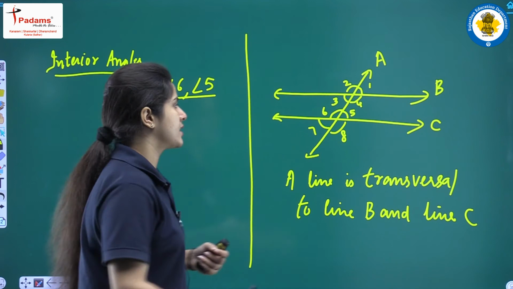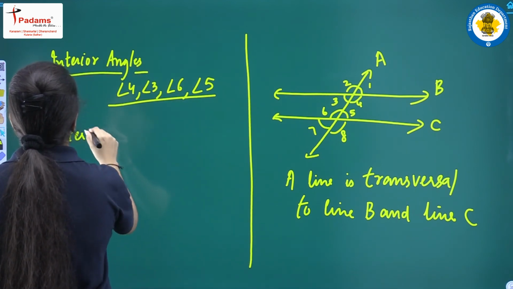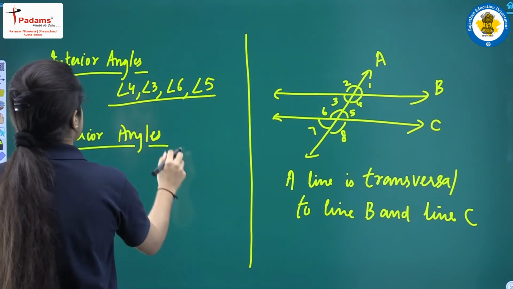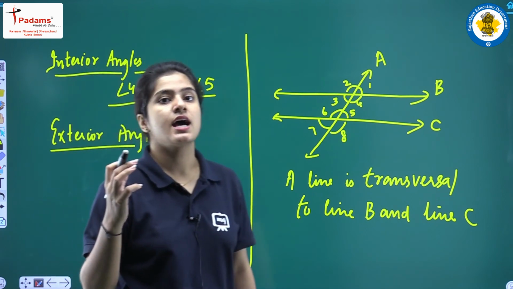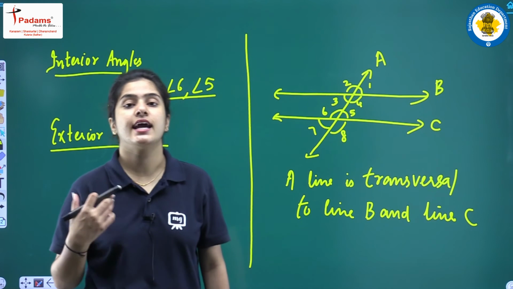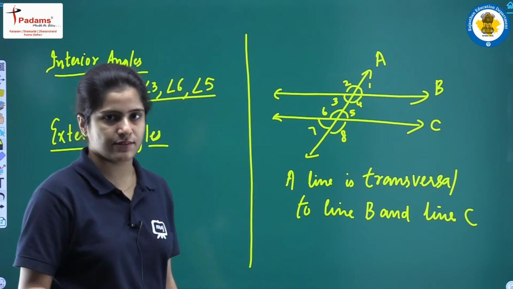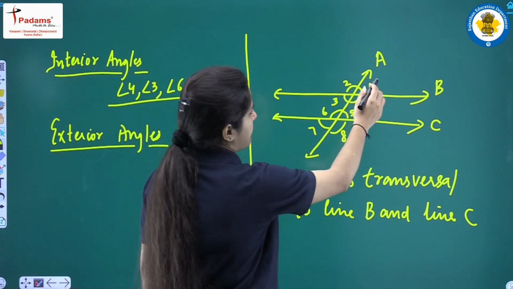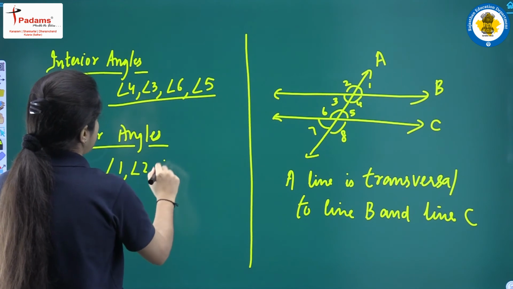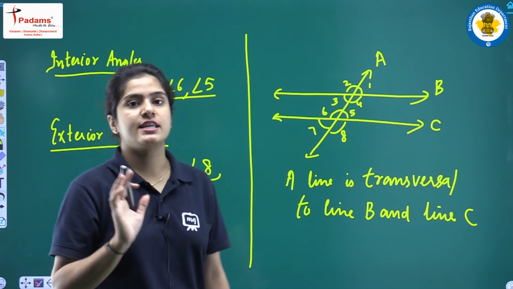Okay students, now students will be talking about exterior angles. What are the exterior angles students? Angles made by the transversal except the interior angles are exterior angles, or basically the angles that are lying at the exterior sides of the lines are exterior angles. Okay students, जो बाहर की तरफ lie करें. For example 1, 2, 7 and 8. Okay students, 1, 2, 7 and 8. These are the एक्सटीरियर एंगल्स.